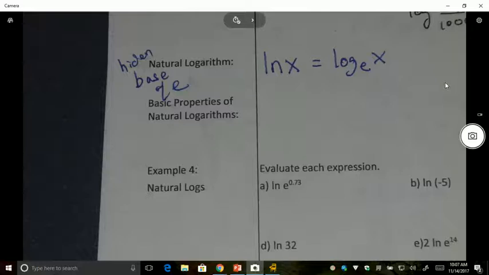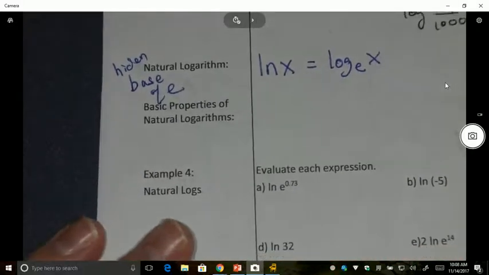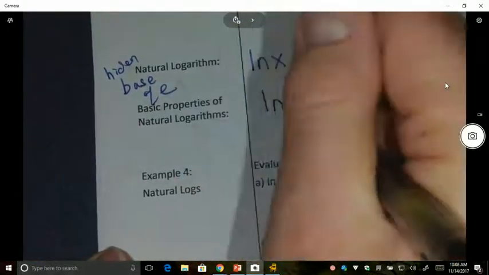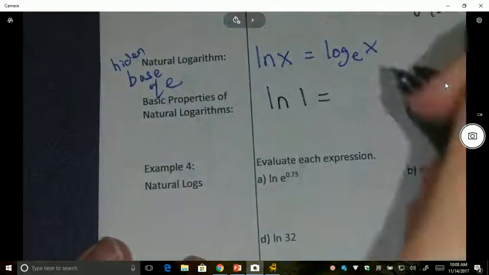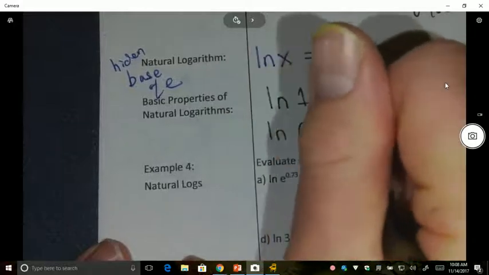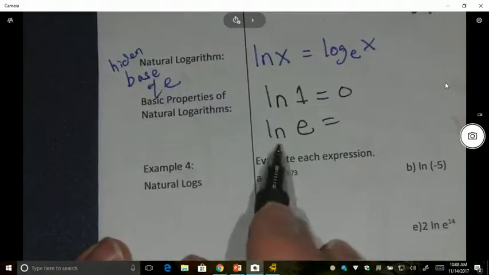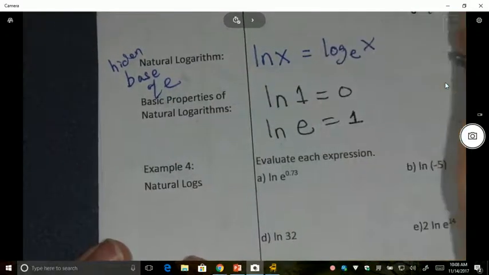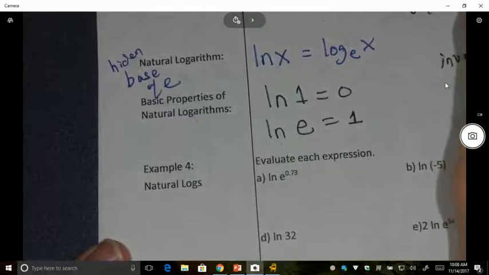In some real-world problems, that's how we found it. E ends up being the base for some natural population models, for some other models as well. So we'll get into some of that later. The basic properties for natural logarithms are the same as the properties for any logarithm. The natural log of 1 is 0. The natural log of e, remember that has a base of e, so what's that? 1. And then its inverse properties.